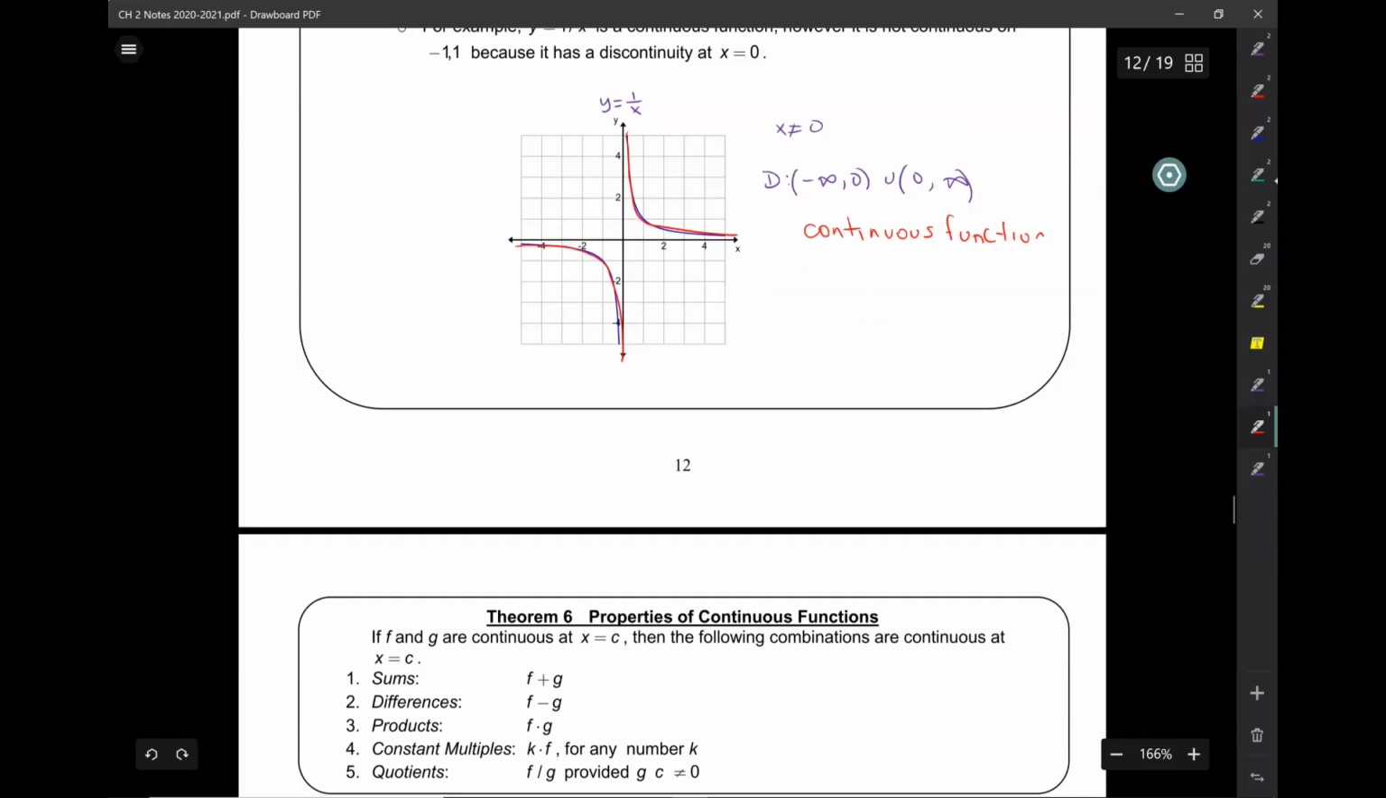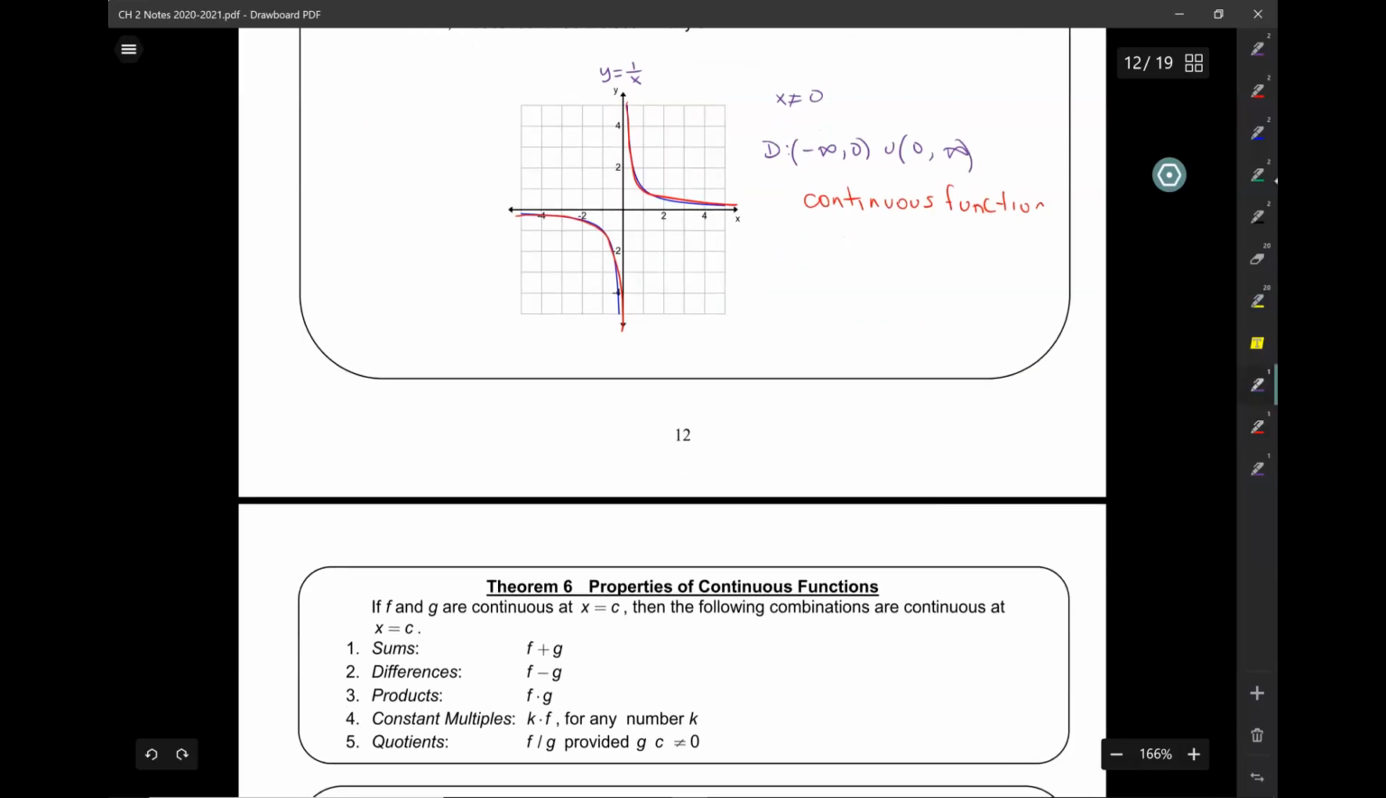Okay? Now, can it be possible that something is not continuous on its domain? Yes. So take a look at this example here. The domain for this is all real numbers. It exists everywhere. But is this a continuous function? No, because there is a point within its domain where this function is not continuous. So this is not a continuous function. Okay, moving along.